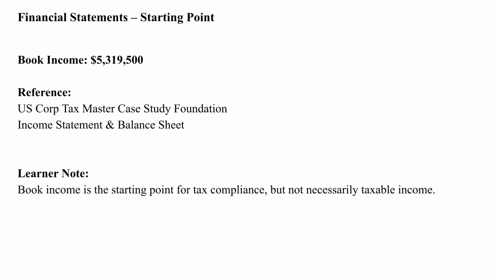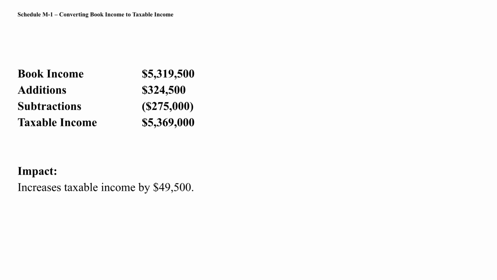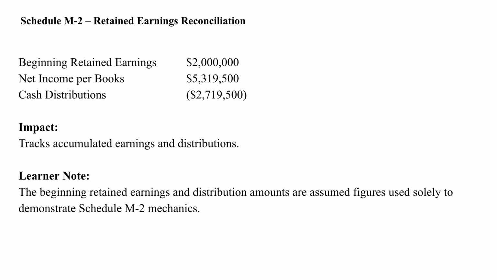Every return begins with the financial statements. Our starting point is book income of $5.3 million. From here, tax adjustments transform book income into taxable income. Schedule M1 reconciles book income to taxable income. After all additions and subtractions, taxable income increased by $49,500, producing a Form 1120 base taxable income of $5,369,000. Schedule M2 tracks retained earnings activity.